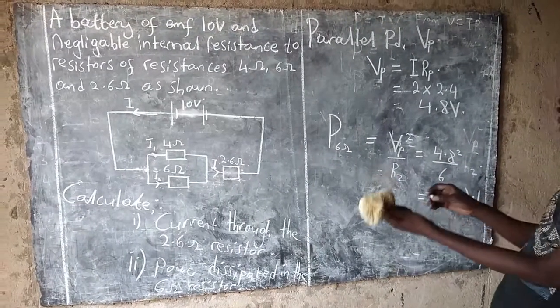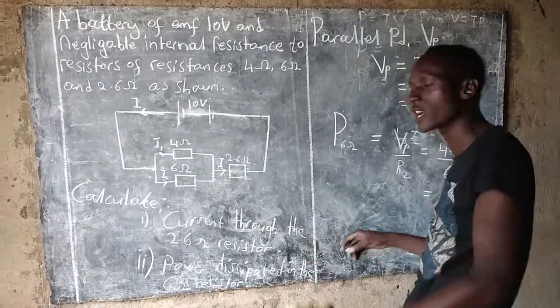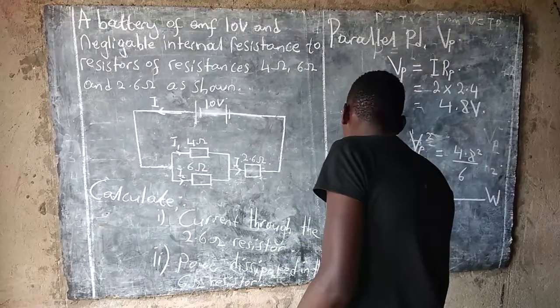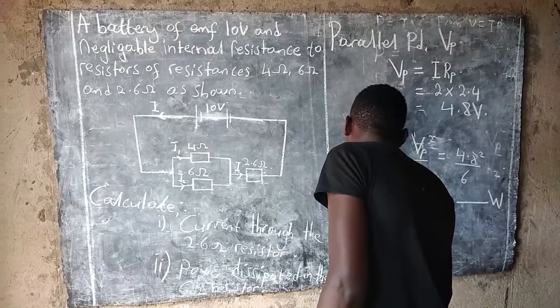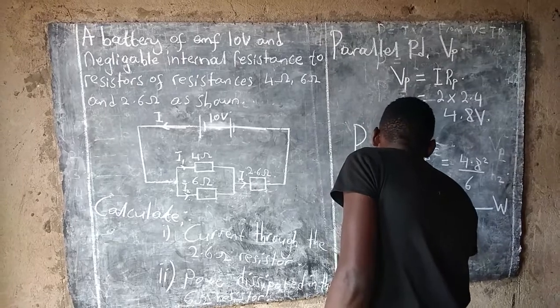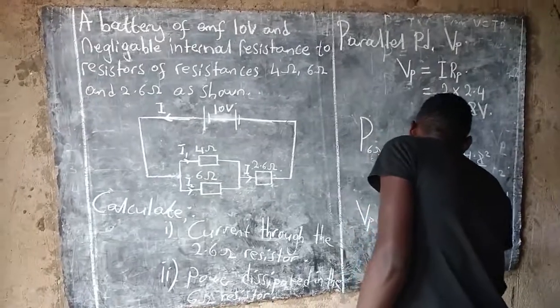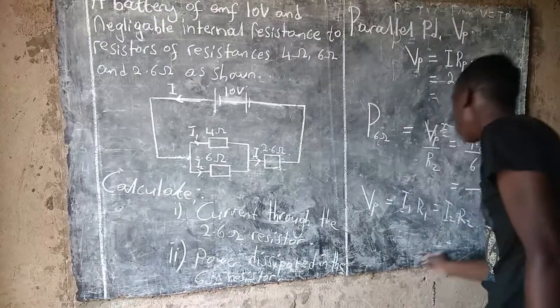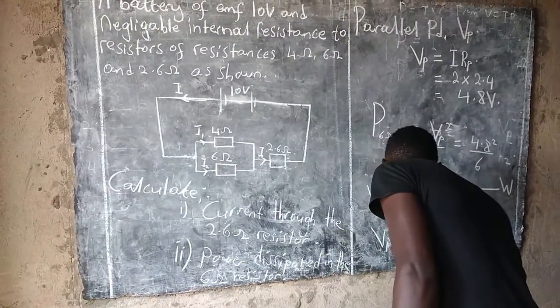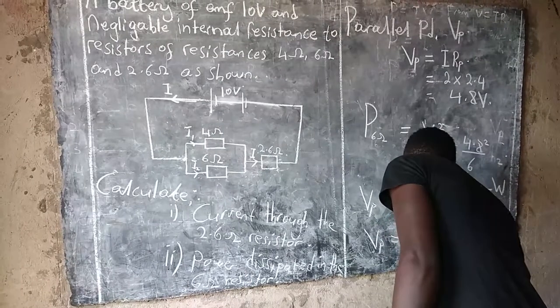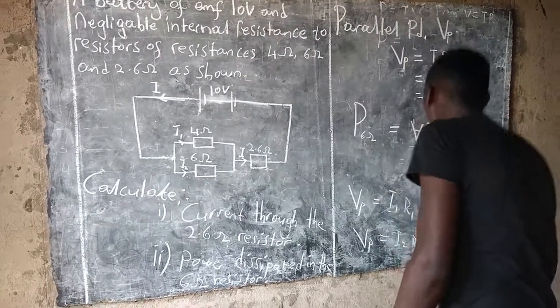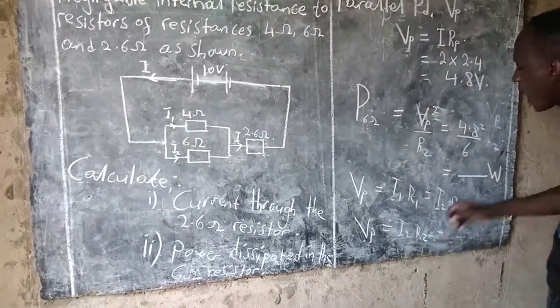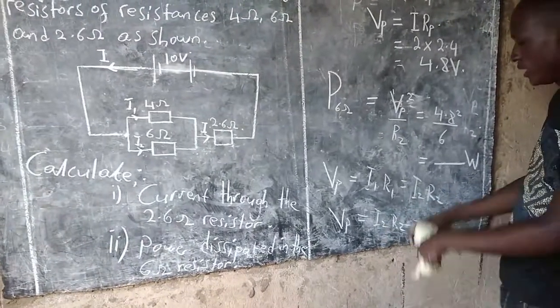For example, if you want to use I2, to get I2 it is very simple. We know that VP equals I1 R1, also equaling I2 R2. So this is what I want. I'll say that VP equals I2 R2, so that I get my I2, then use it in I2 squared R2.